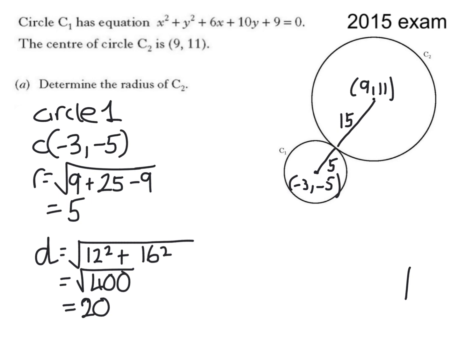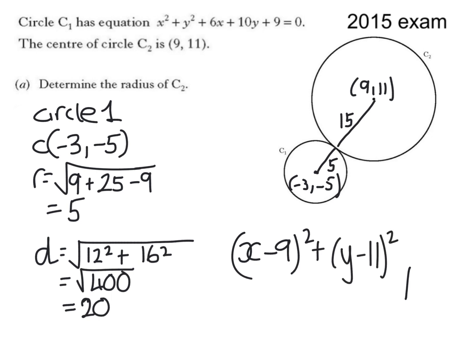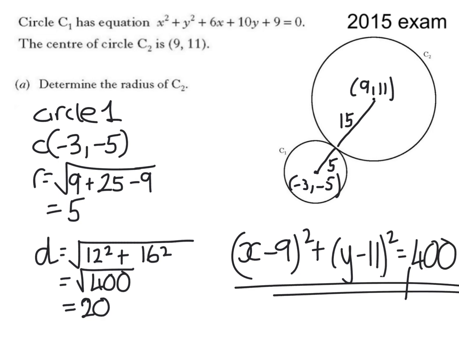Part B might have been to go then get the equation of circle 2, so let's just do that and pretend that was part B. So circle 2 would have given the equation x minus 9 all squared plus y minus 11 all squared equals 20 squared, which is 400. So that would have been the equation of that circle.